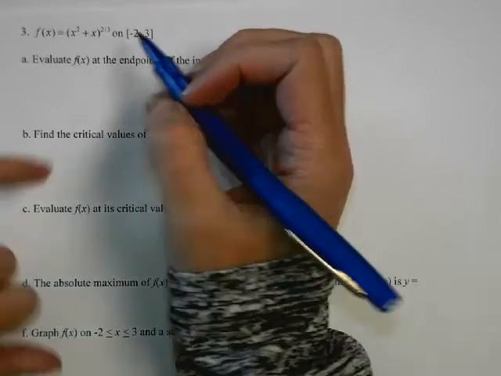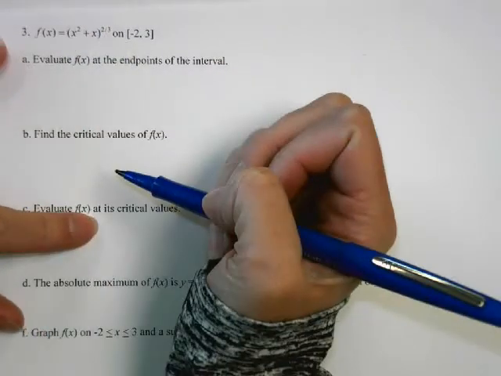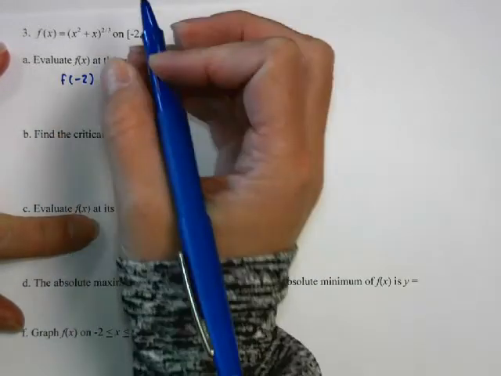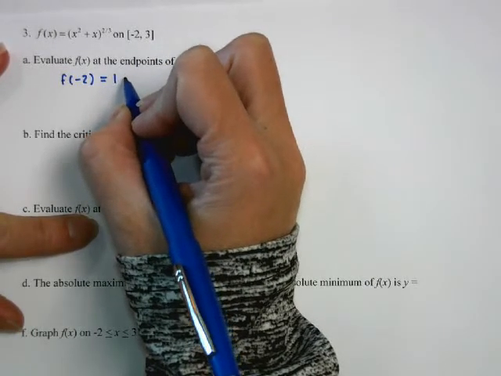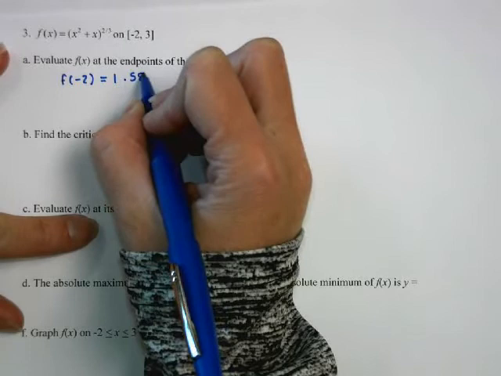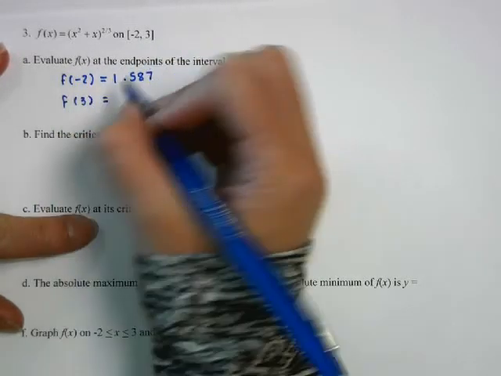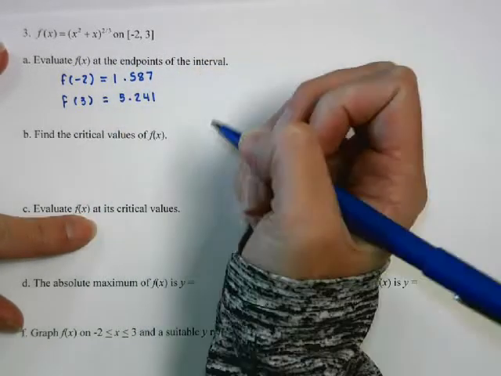All right, so just different types of functions. So here we have x squared plus x all raised to the 2/3 power. So we'll plug it in at the endpoints, and you can just use your calculator for this, but f of -2, we're going to get 1.587. F of 3, we're going to get 5.241.